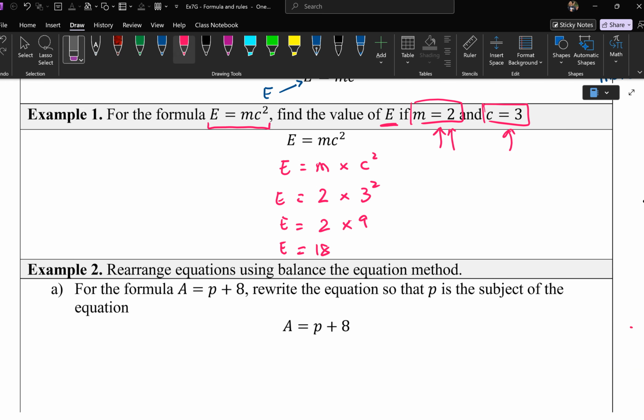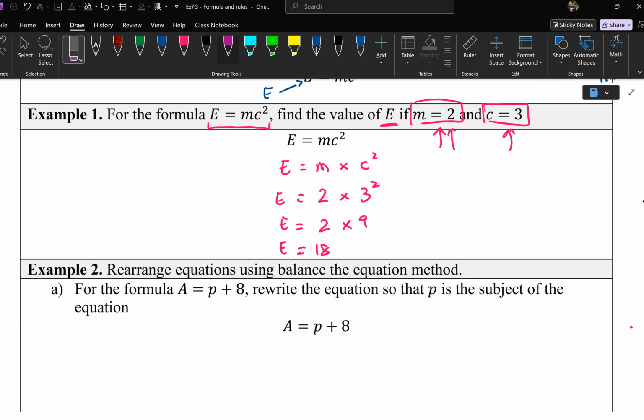So in 7G, there's 2 skills for you to learn. 1, rearrange the equation, make it the subject. That's arguably the harder one. Applying is you're just replacing the letters with a number. So you're applying the formula. Okay? I want you to have a go with the next question.